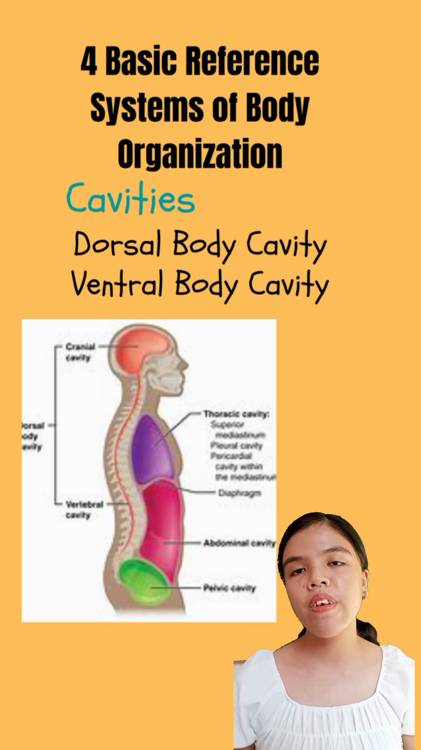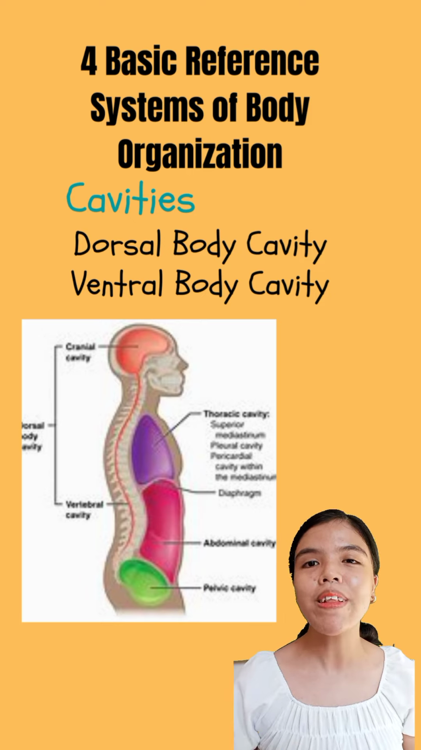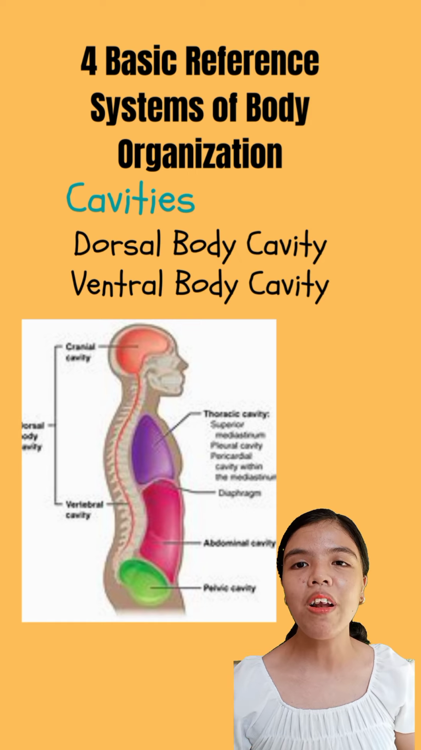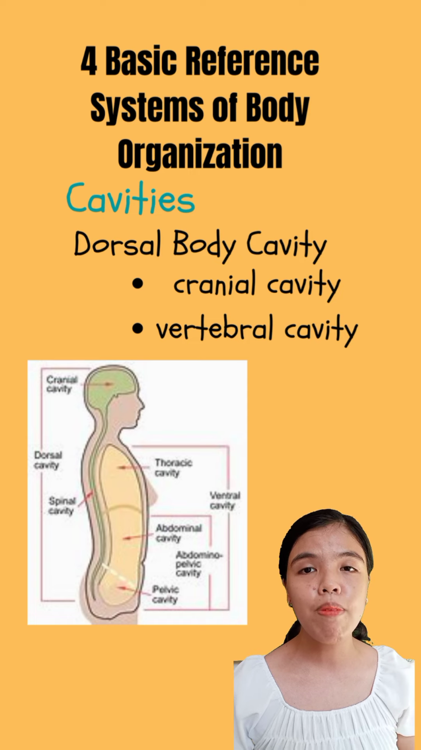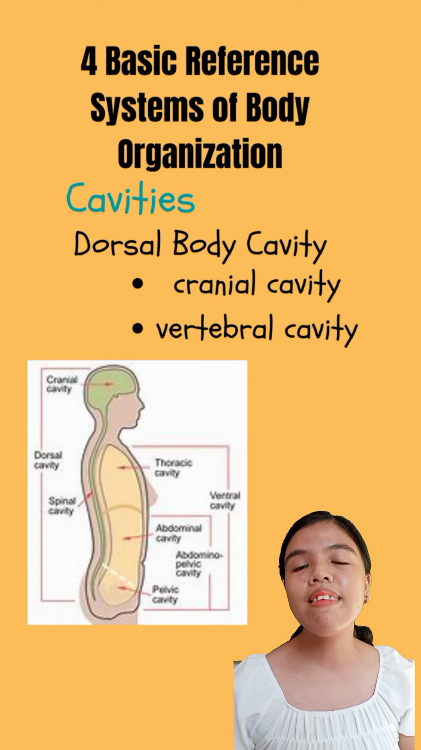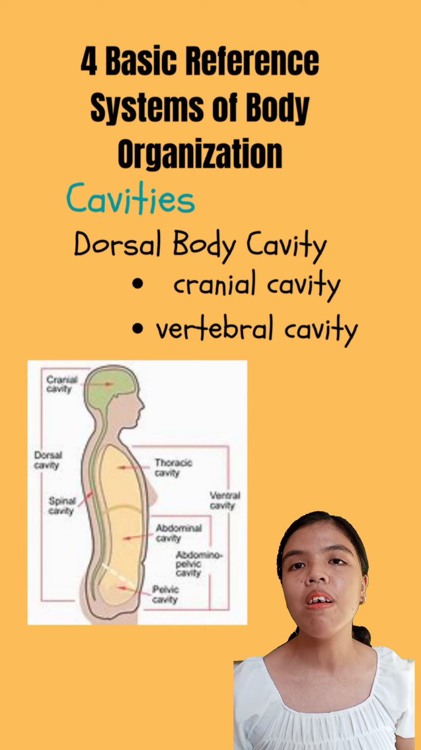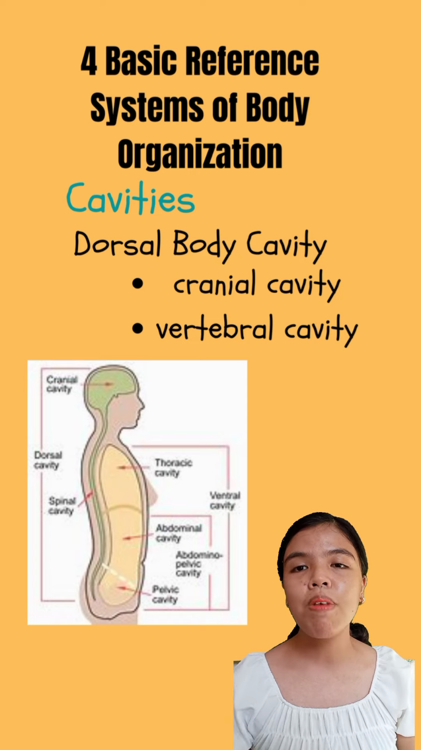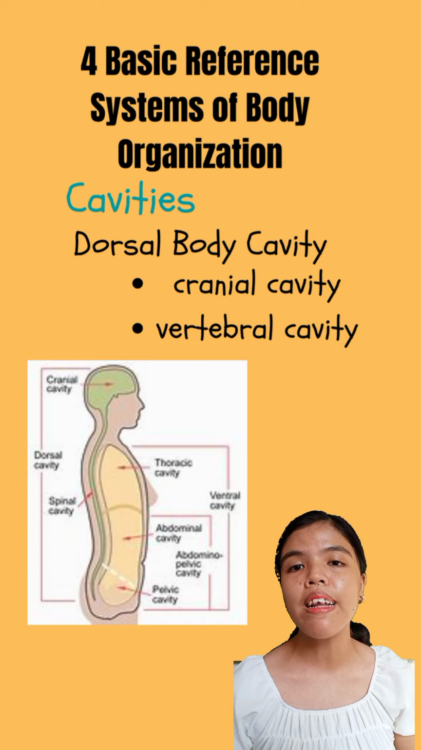Our third reference is the cavities. The body contains two major cavities, a larger cavity called the ventral cavity and a smaller cavity called the dorsal cavity. Let's now focus on the dorsal body cavity. It is located at the back of the body and it houses our central nervous system. The dorsal cavity can be subdivided into two main parts. The first one is the cranial cavity, which houses the brain, and the second one is the vertebral cavity, which houses the spinal cord.